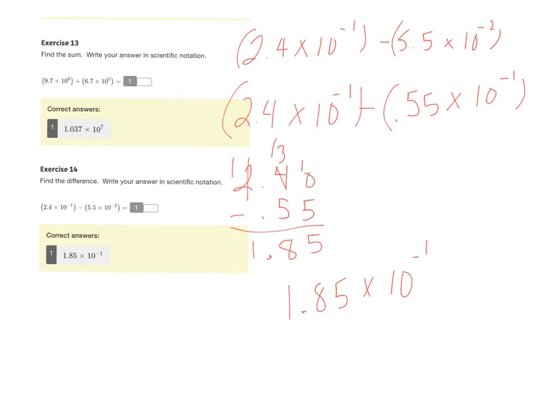And you want to check, is this in scientific notation? And 1.85 is between 1 and 10. So that is in scientific notation.